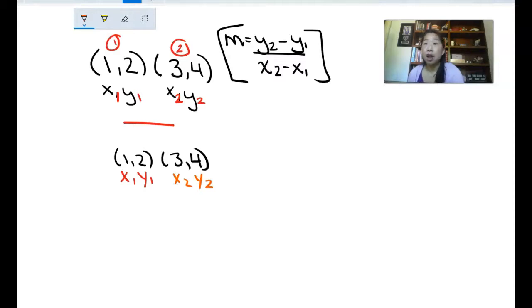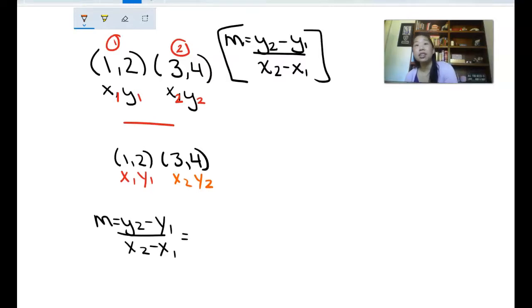Now that I have my points labeled, I can plug it into my formula, which I will rewrite down here. I have y2 minus y1 over x2 minus x1. This is assuming your students can always graph this, and we can graph it at the end to double check. But this is assuming your students are not graphing to find the slope. They're using this formula to find the slope when given 2 points.